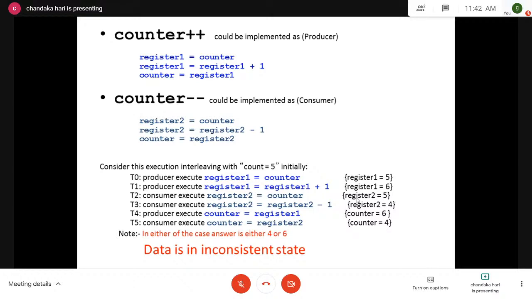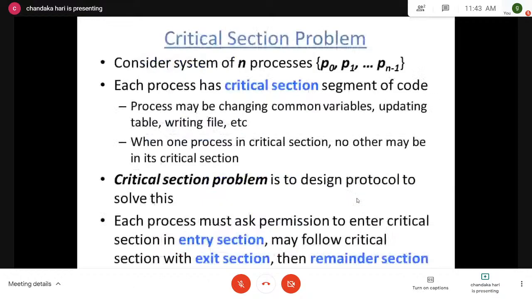Now, one scientist asked, how can you say that our data is inconsistent? Whatever algorithms we have written, whether they produce consistent or inconsistent values, how do you tell? Then they gave one technique, called the critical section problem. What is this critical section? It has a good definition, and we'll see it a little bit.